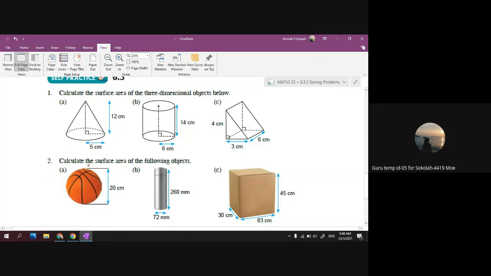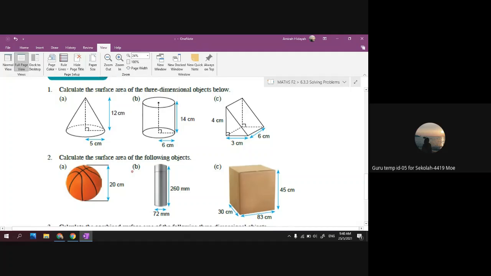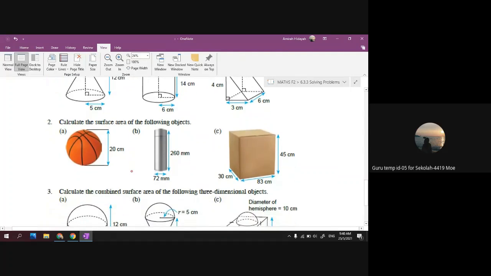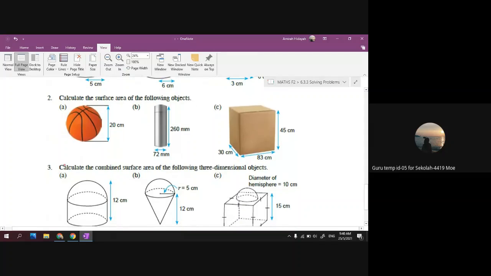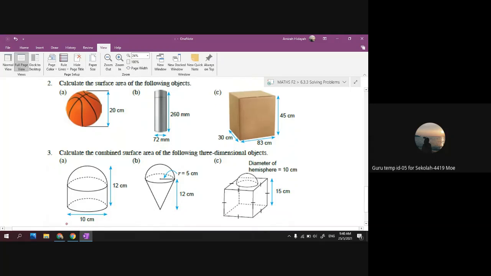So question 1 and question 2, you guys already learned in previous lesson kan, how to find the surface area of 3-dimensional shapes. So semua bentuk ni adalah bentuk yang mudah untuk kamu cari surface area. Okay, cone, cylinder, ni prism, sphere. Okay, for question 3 ni adalah for today's topic. Okay, calculate the combined surface area of the following three-dimensional object.